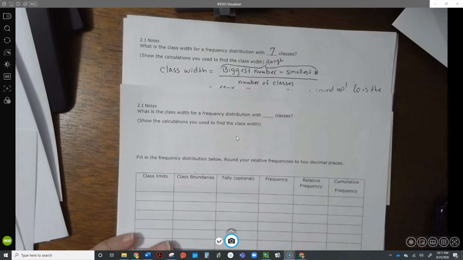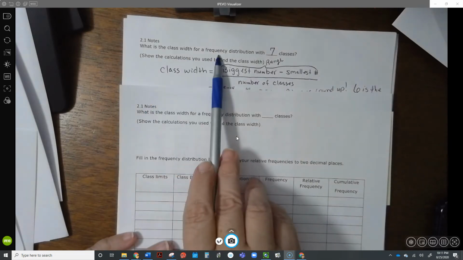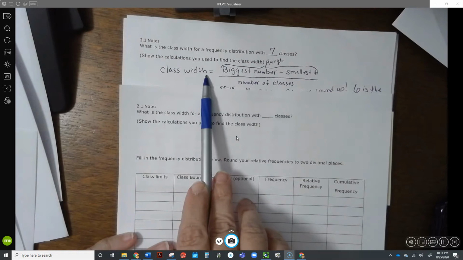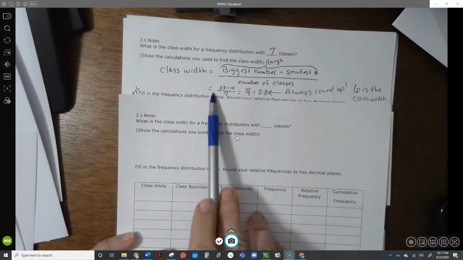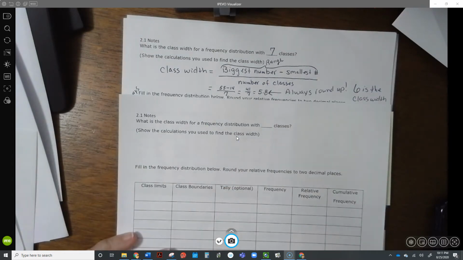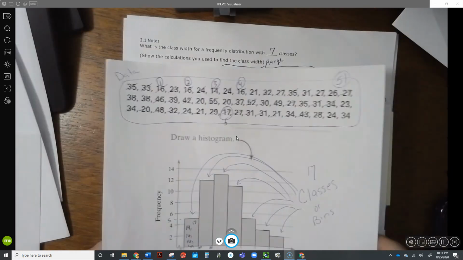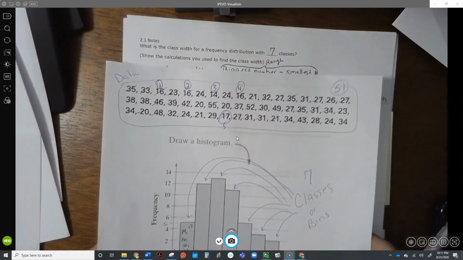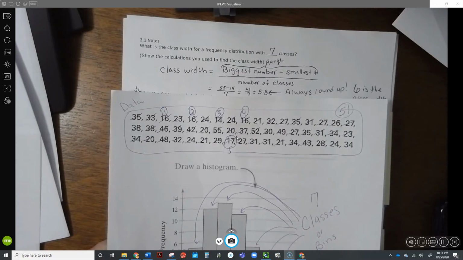So for 7 classes, it wants the class width, so you use the formula, biggest number minus smallest number. So over there in that data, we go through all of these numbers, we find the biggest number and the smallest number, and 55 is the biggest, and I think these again were scores of Super Bowl. So one year somebody scored 55 points in the Super Bowl. The smallest number of points was 14. 55 minus 14 is 41. Divide it by 7 classes.